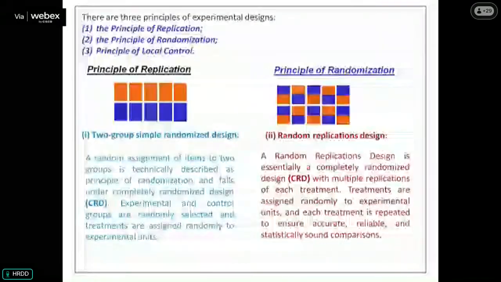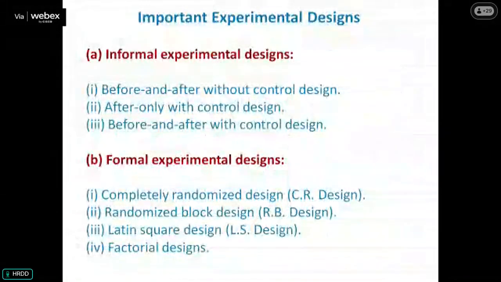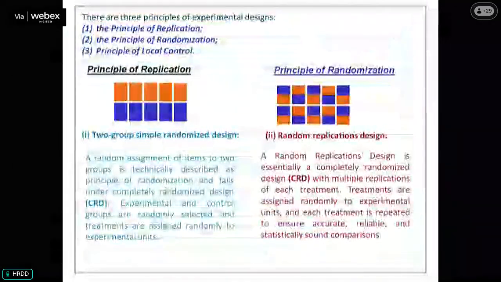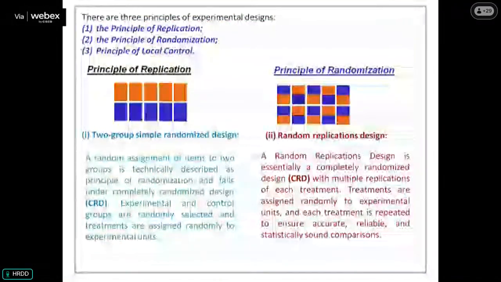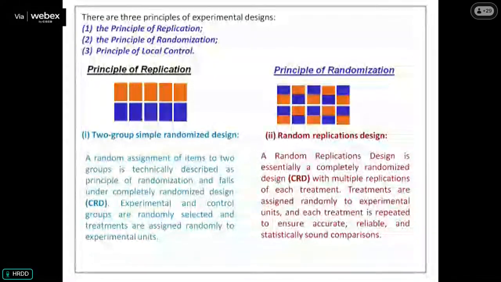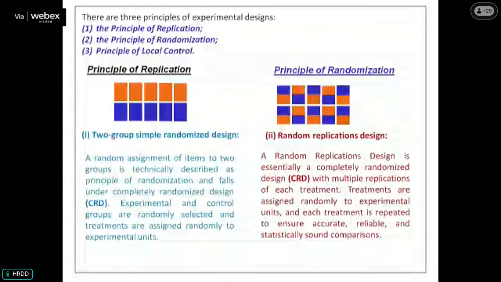And then before coming into formal designs, for these formal designs, we learn two techniques, which are the principle of replication and the principle of randomization. Replication is simple repeating. Randomization, as the name says, is random selection. Okay. So then we did the CRD. CRD is completely randomized design, and it is the first among the formal designs. In the formal agricultural designs, first is the CRD, completely randomized design.